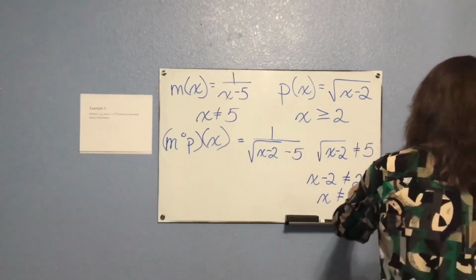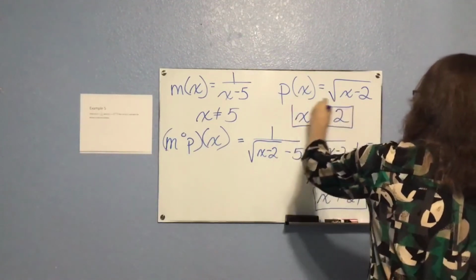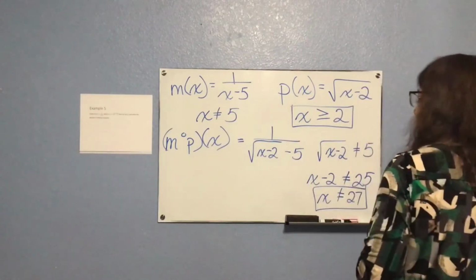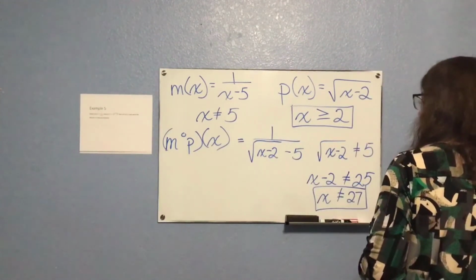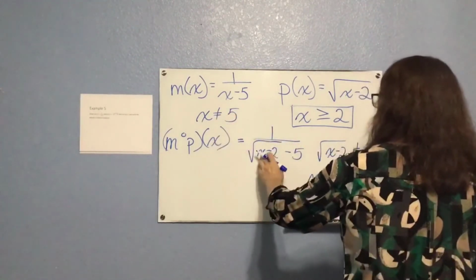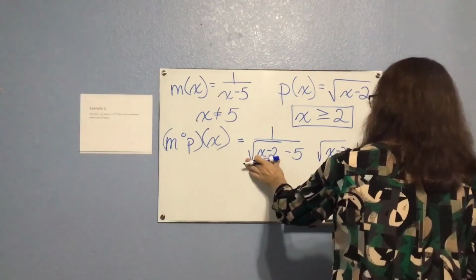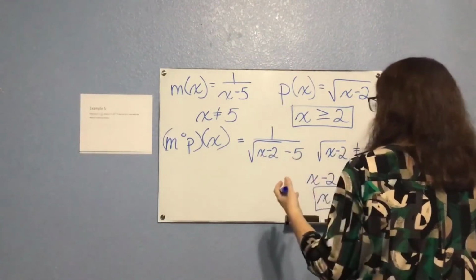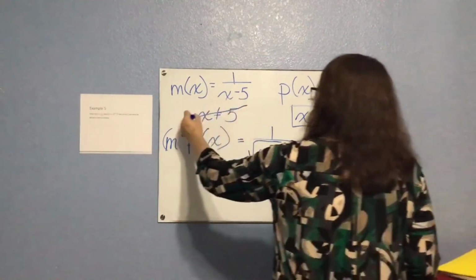Okay, so these are my two restrictions that I have to worry about. X can't be 27, but it has to be greater than or equal to 2. Now in the composed function, could x be 5? I could put 5 minus 2 here and have square root of 3 minus 5. That's allowed. So I don't have to worry about this restriction anymore.